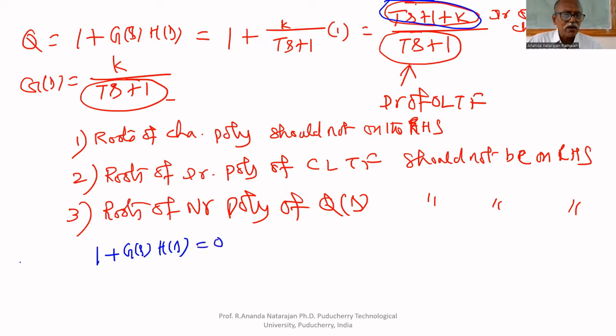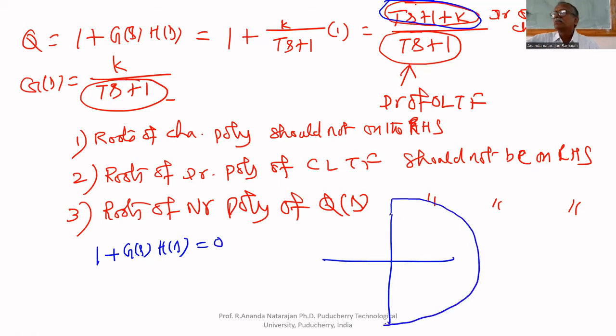if you do the mapping for 1 plus G of S H of S by selecting the contour in such a way that it encloses the entire right hand side plane, then if any point on the right hand side is a root of that characteristic polynomial, it will encircle the origin.